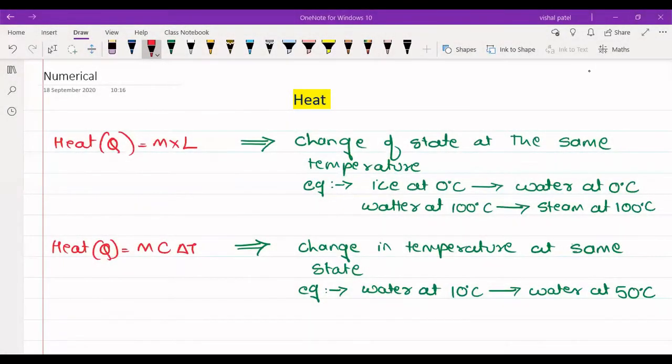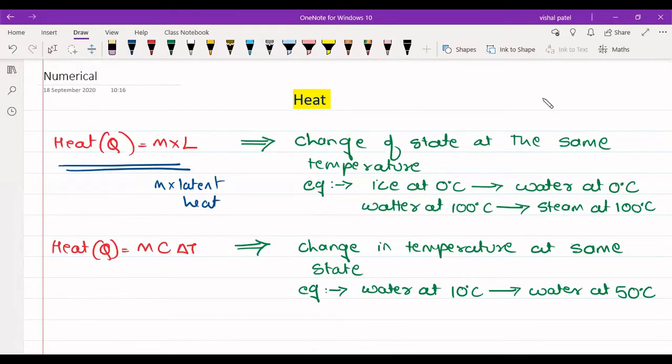Students, so today we are doing chapter number 5, heat chapter numericals. Now, in this chapter, we have two formulae for heat. See the first formula, students, I've written. This you have already done, but we'll just revise since we're doing the numericals. The first formula for heat is mass into latent heat. Okay, the formula is mass into latent heat.